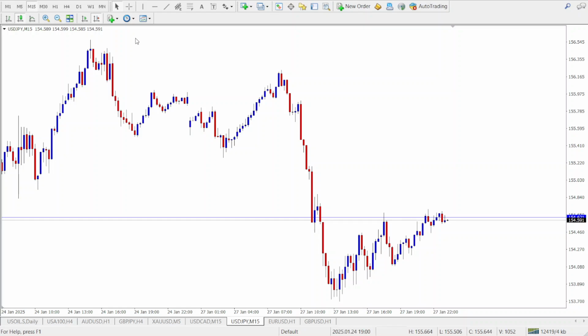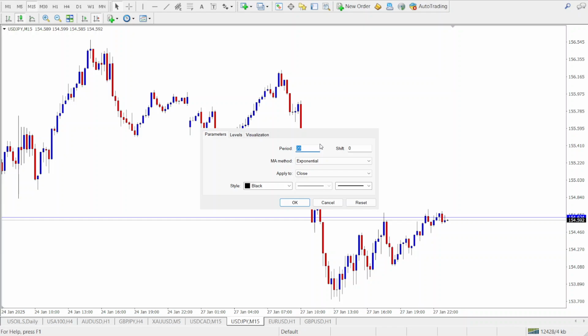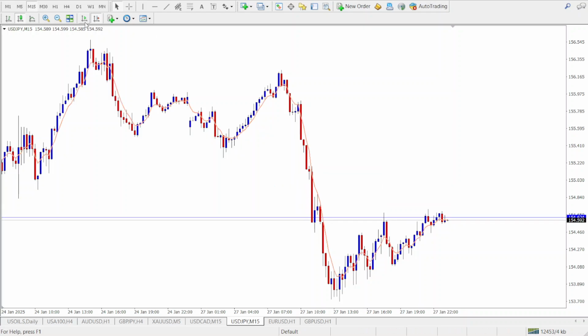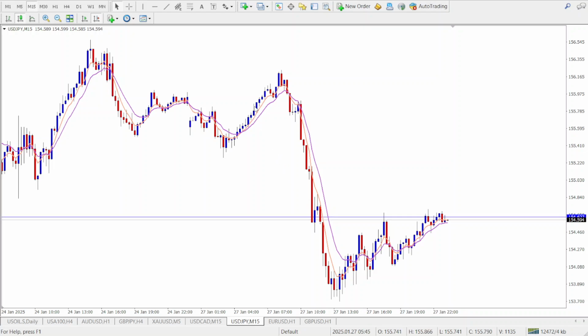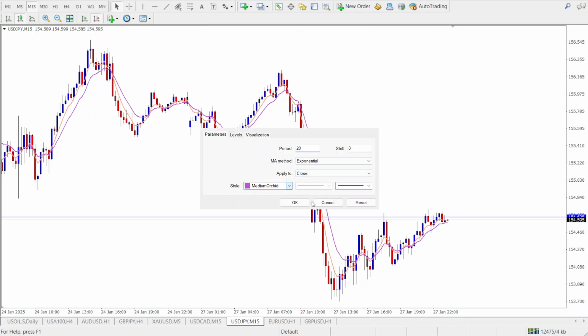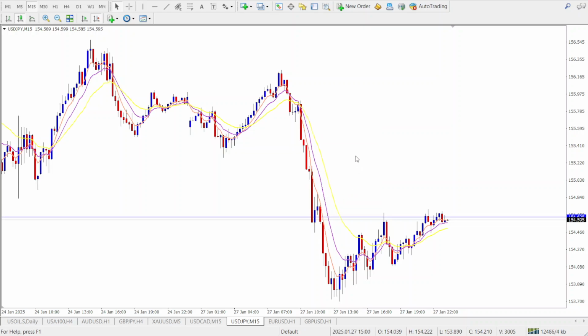You apply a set of moving averages to your chart. I'm just going to be adding them one by one, using different colors. I'm going to be starting with the 5-period moving average, and then I'm going to add the 10-period moving average. And then I'm also going to add the 20-period moving average. Each of them should have a different color.